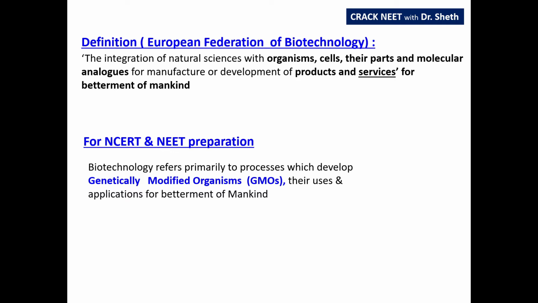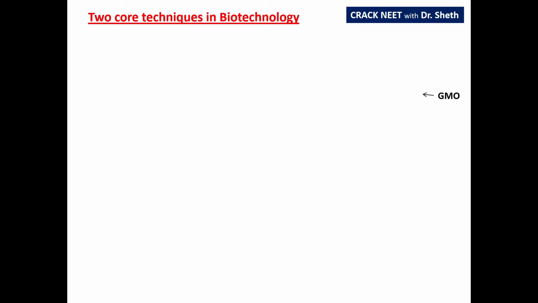So, we are going to focus on what is called genetically modified organisms in a technology called rDNA technology, or the recombinant DNA technology, which will be the mainstay of this chapter. Now, there are two very important core techniques in biotechnology, especially when you want to make products on a large or a mass scale. What are they? One is, of course, genetic engineering, which we are going to study in detail. The other is to maintain a sterile ambience. Let's see what these are about.